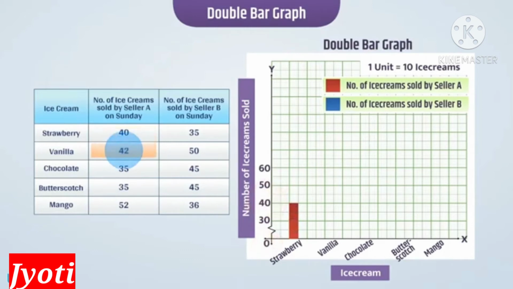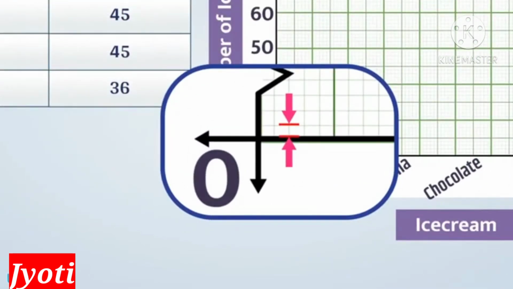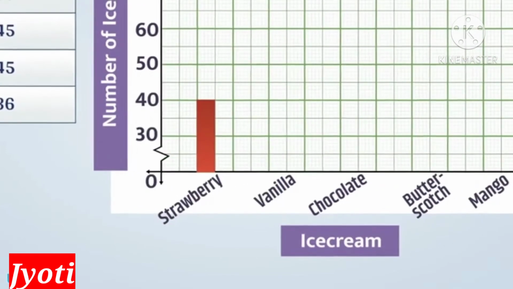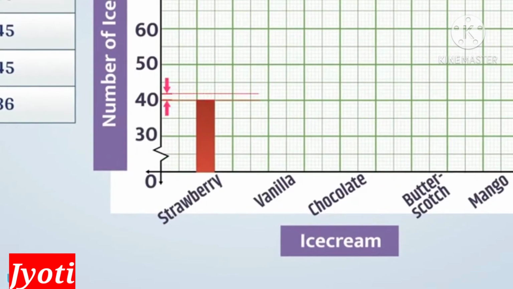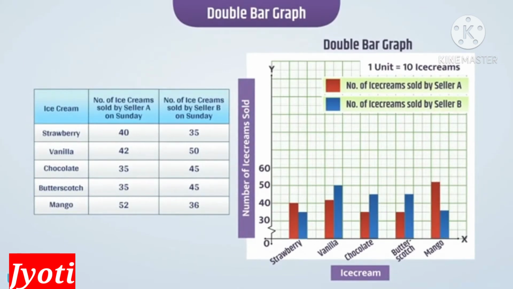He sold 42 vanilla ice creams. Here, 42 is between 40 and 50. Since each unit represents 10 ice creams, therefore we can say that the 10th part of unit represents 1 ice cream. So, to represent 42, we have to consider 2 parts of unit length out of 10 parts after 40. Thus, we will draw a bar extending from 0 to 42. In the same way, we will finish drawing a double bar graph of the given data.